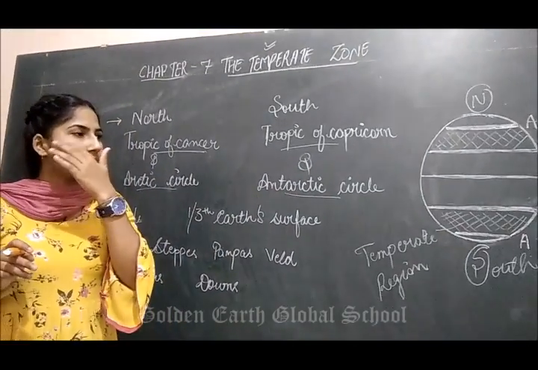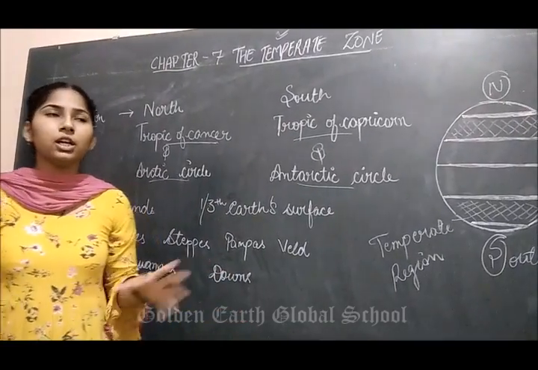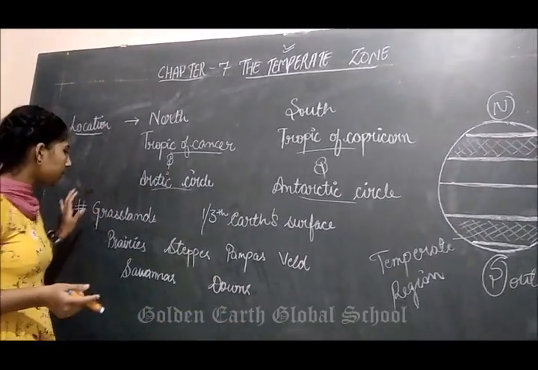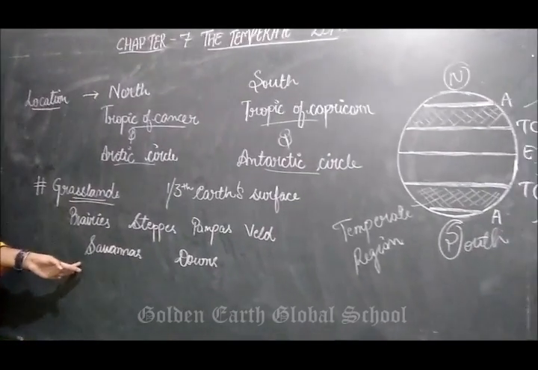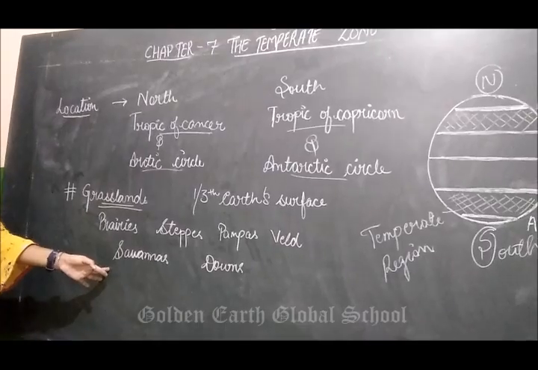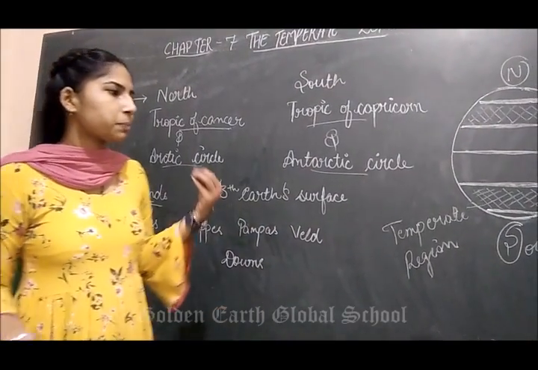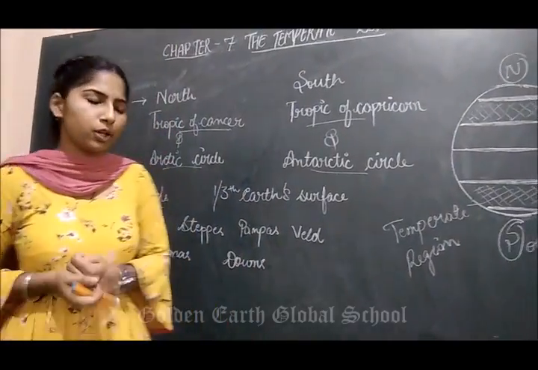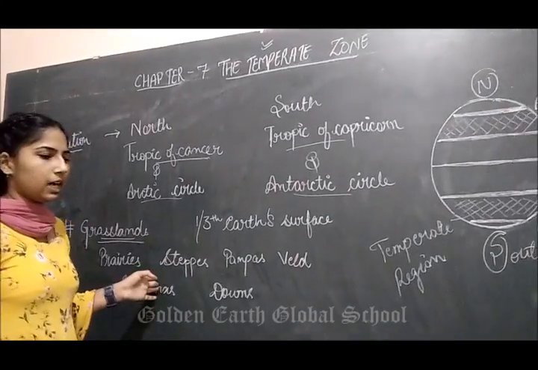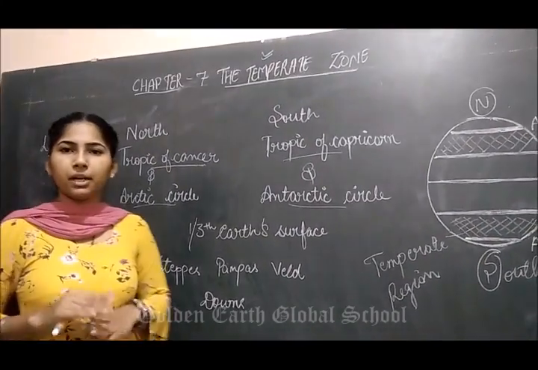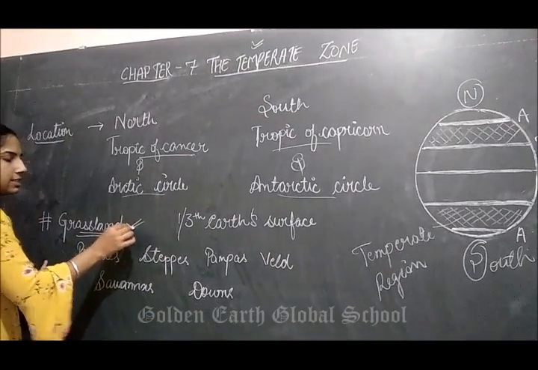Now talking about the lifestyle and nature, the environment of the temperate zone. The temperate zone has mainly grasslands. Now what are grasslands? A large area of open land covered with wild grass. A place where the land is covered with grass as far as you can see. That area is known as grasslands.